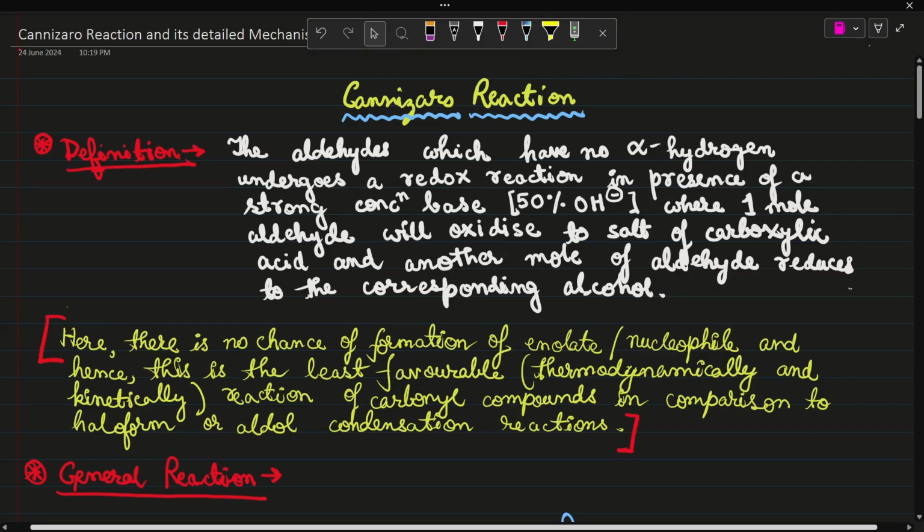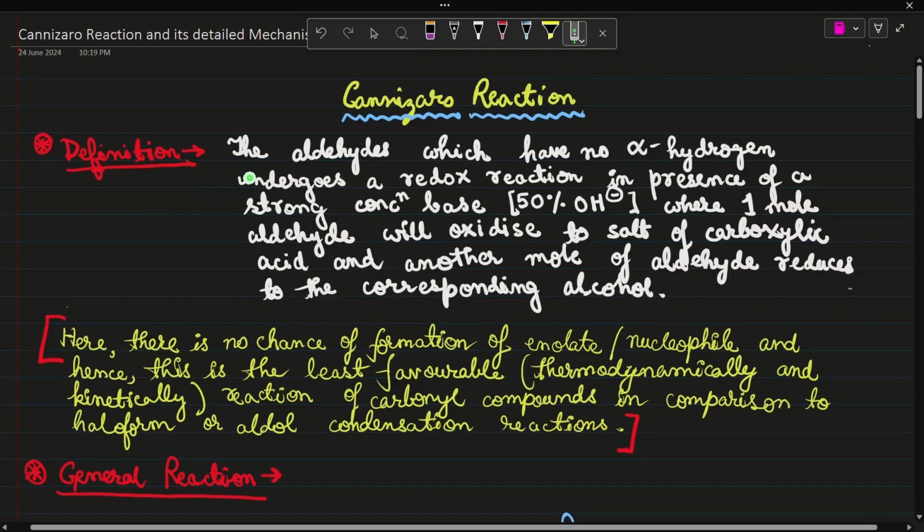So we are going to study today one of the very important reaction mechanisms of the entire 11th and 12th syllabus, that is the Cannizaro reaction from the carbonyl compounds, or you can say from the aldehyde chapter. So before beginning with that, let me briefly tell you what is actually Cannizaro reaction.